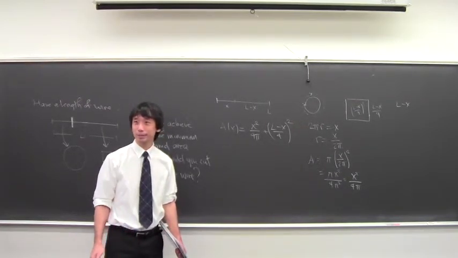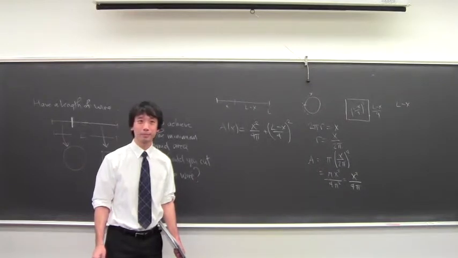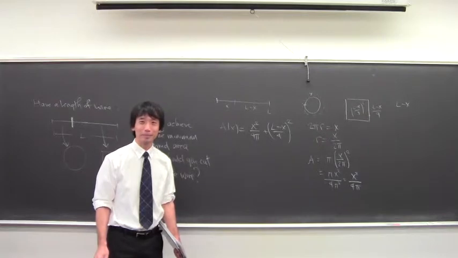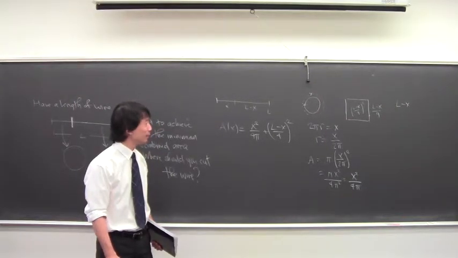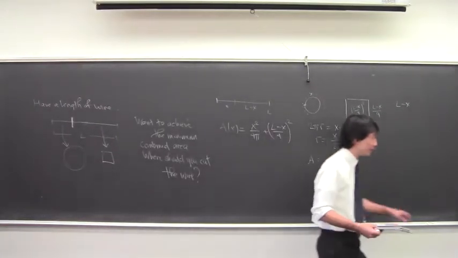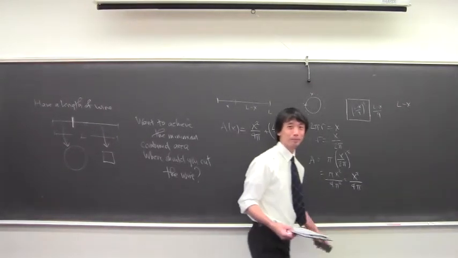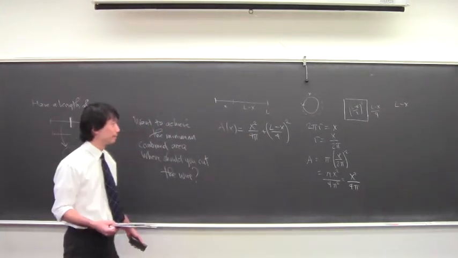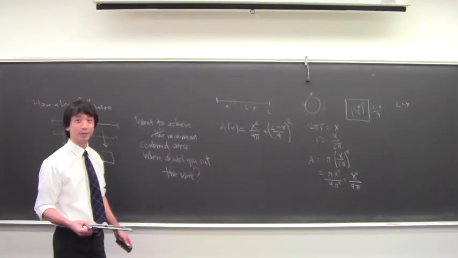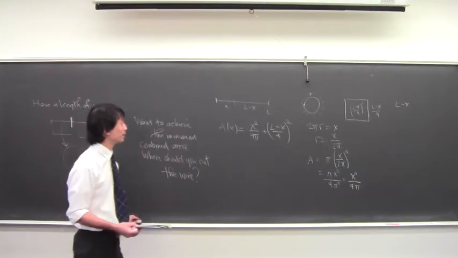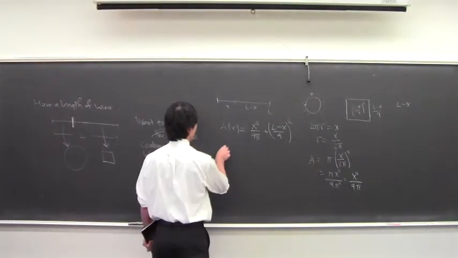What do we do next? What do we do next, Nico? Take the derivative. Right, and then what do you do with the derivative? Then we set it equal to 0 for the critical points. Right, exactly. Okay, so let's take the derivative.